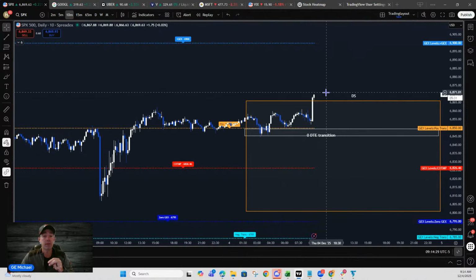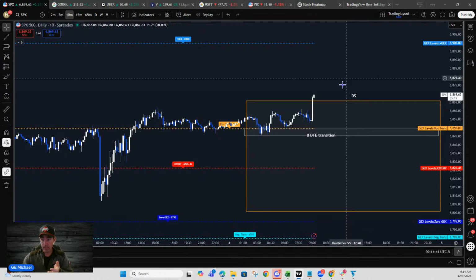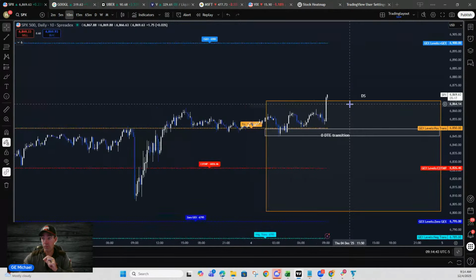If we stay above DS as well as the 0DT transition levels, we continue to look for a move to the upside, grinding type action most likely, unless we see a large out of the money call speculation coming in via our vol M or our vol D command.